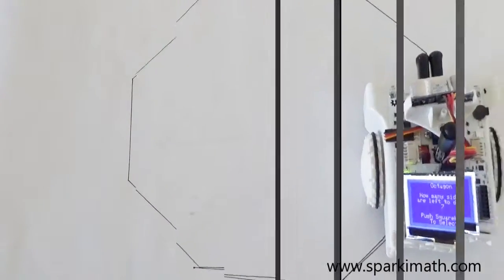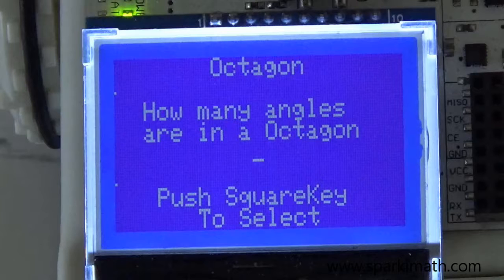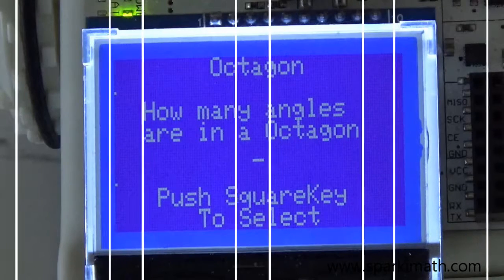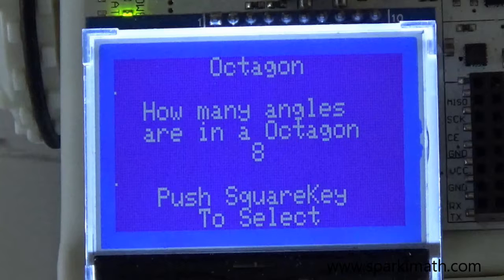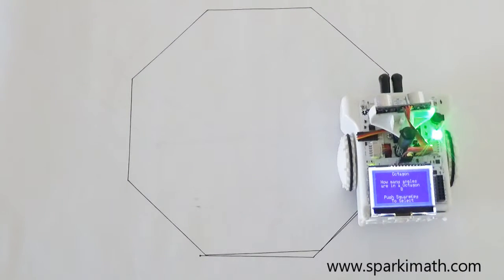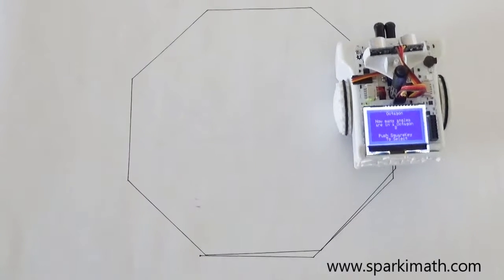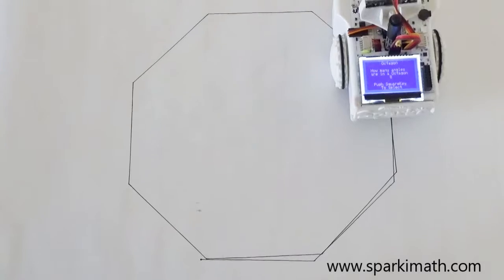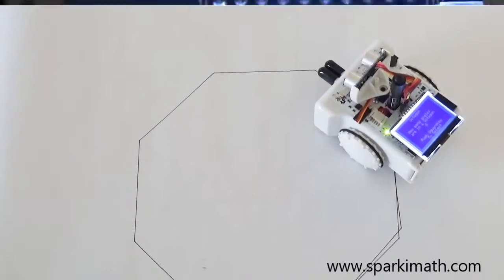And ask the third question, which is how many angles are in an octagon? And that would be 8, since it's an 8-sided figure, so we key in 8 and push the square key. Sparky agrees by clapping his grippers and moving up, redrawing that next side.